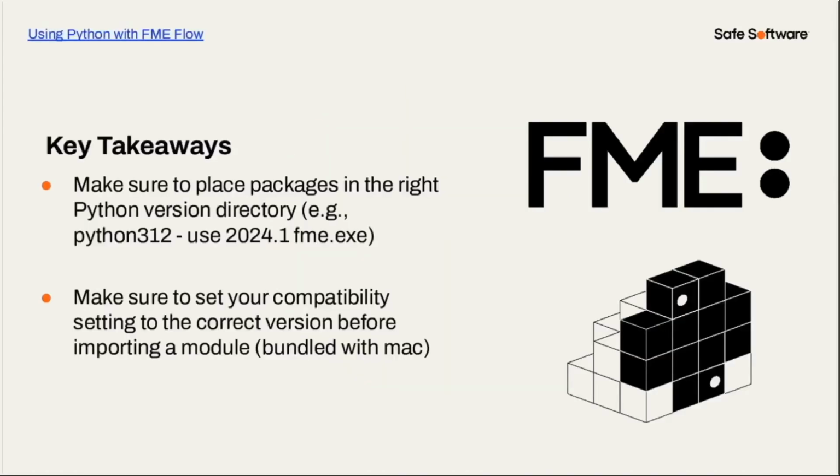Some of the key takeaways here are to make sure to place packages in the right Python version directory, but you don't have to worry about that, as FME does it automatically in the right location. Then make sure your compatibility setting is correct. The reason is that on the Flow side, the interpreter does not guarantee that FME engines will use the interpreter for all workspaces. Instead, it uses the Python compatibility. So make sure your Python package is within that range. If you're using Python 3.12, make sure it's either 3.12 or anything earlier within that range.